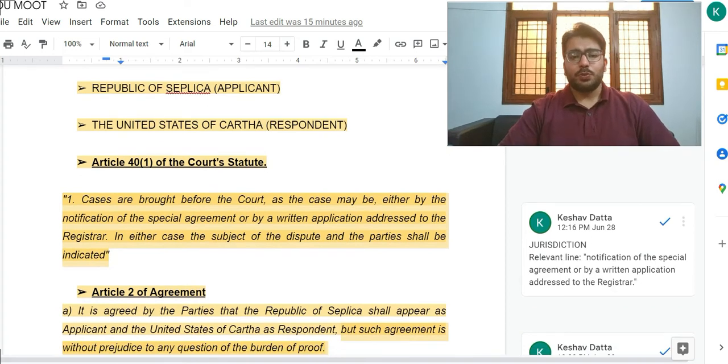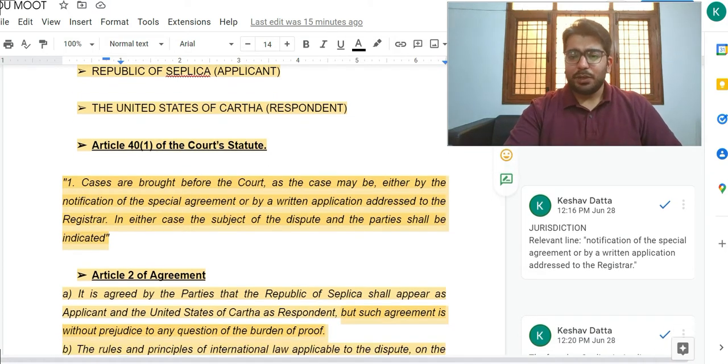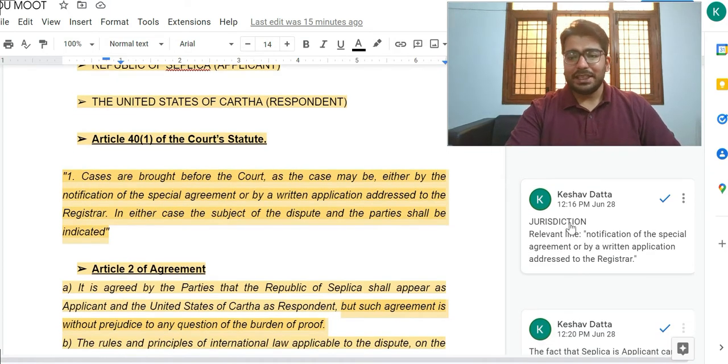Article 40 Clause 1 of the ICJ Statute says that cases are brought before the Court, as the case may be, either by a notification of a special agreement or by written application addressed to the Registrar. In either case, the subject of the dispute and the parties shall be indicated. So that is a very general thing, but what does it signify? That is the jurisdiction clause of the ICJ.